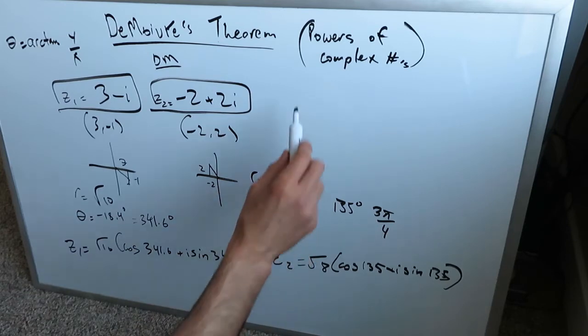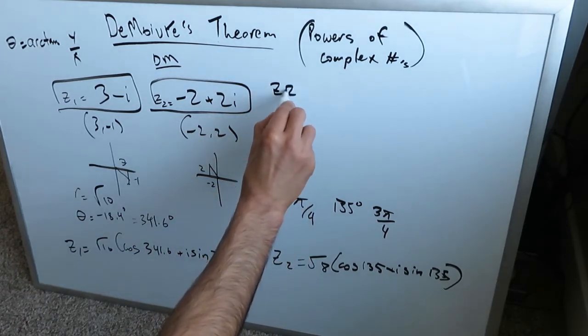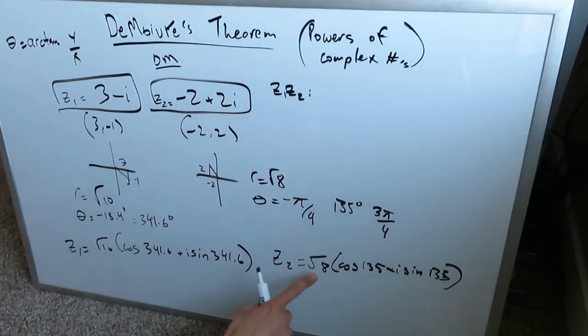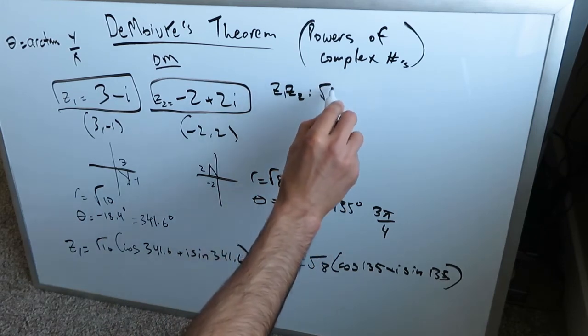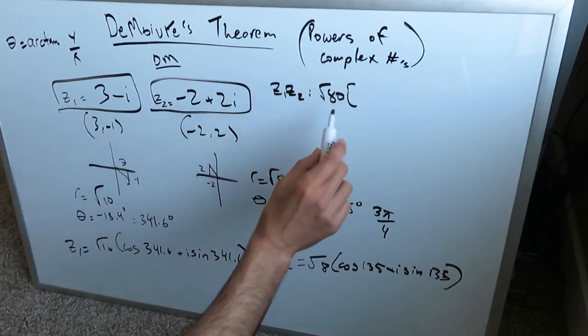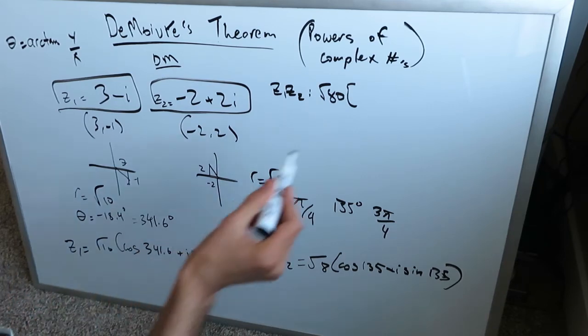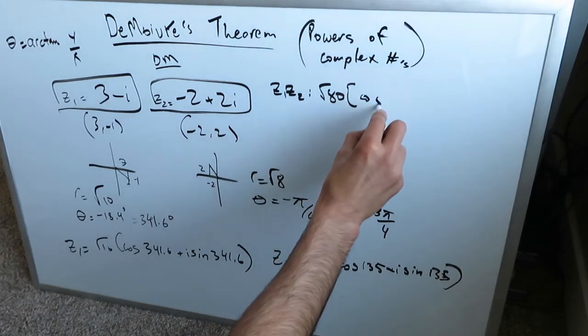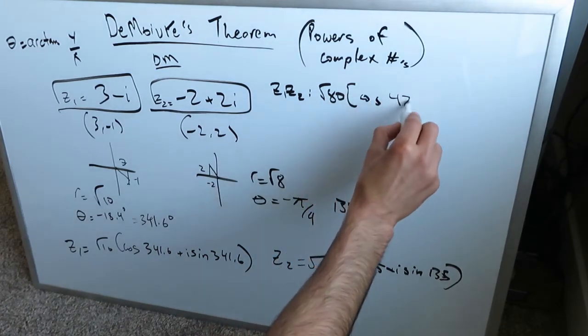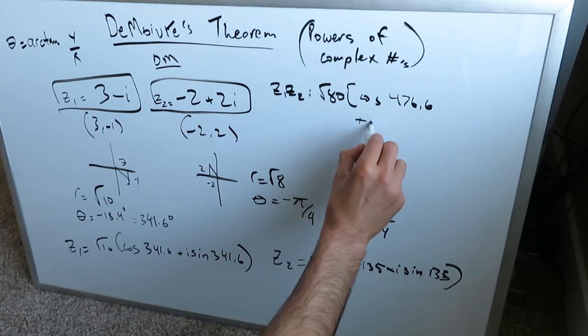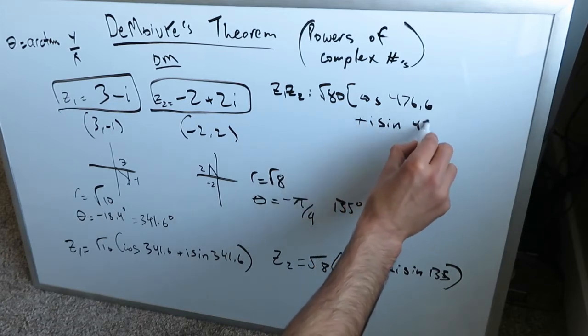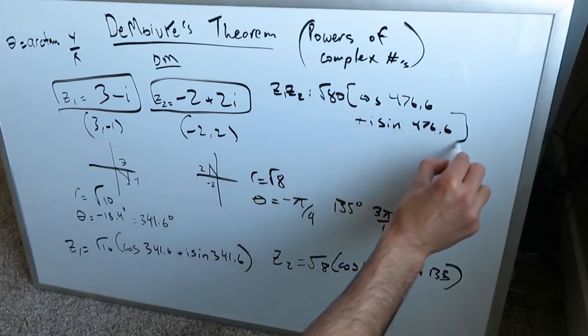So z1 times z2 is basically going to be r1 times r2, which is root 10 times root 8, which is a root 80. Then you're going to do cosine of these two angles added, 341.6 plus 135, is a cosine of 476.6. Let's do over here plus i sine, again 476.6.